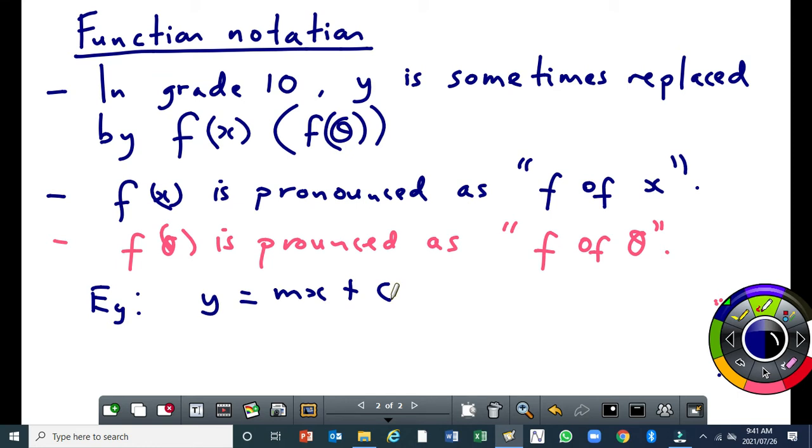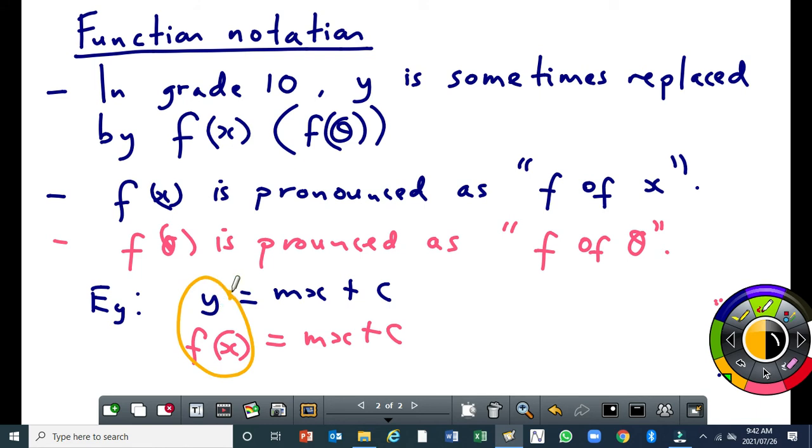Now, from this grade, you need to know that sometimes the y is replaced by what is called function notation. So this can also be written as f of x, where x is our independent variable. It will be equal to mx plus c. You don't have to get confused because all we are doing is just replacing this y here by f of x. That's all.